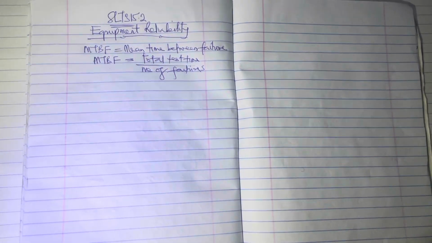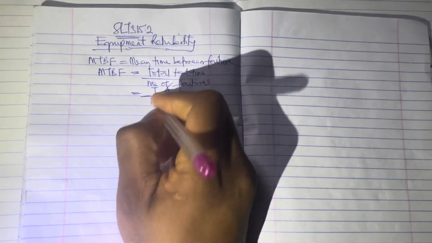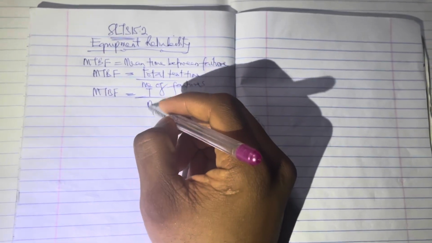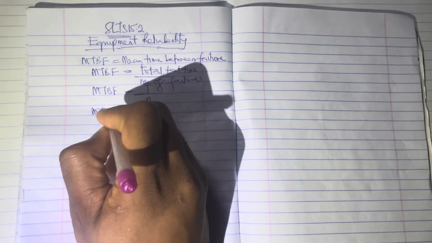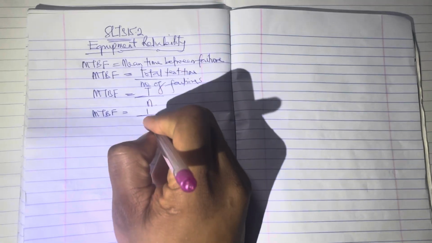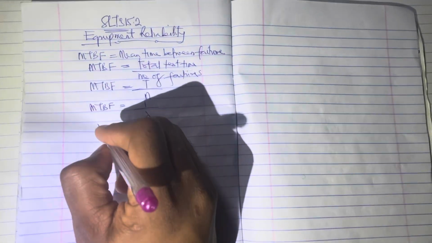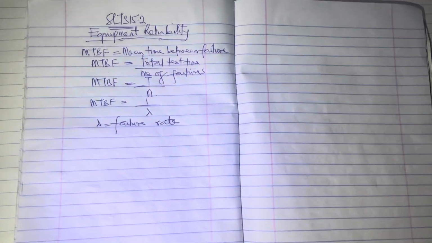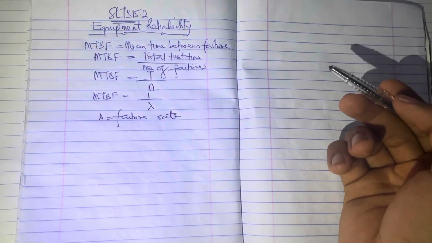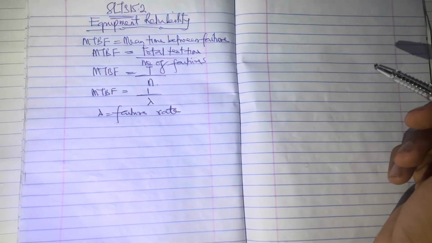So it is total test time, and total test time is given as T, all over number of failures, which is N. So your MTBF, abbreviating it now, is T over N. But most times, I also want to let you know that MTBF can also be expressed as 1 over lambda. Now you might be wondering, what is lambda? Lambda is known as failure rate. They can give you the rate of failure, and you just divide 1 by the rate of failure to know the mean time between failures.